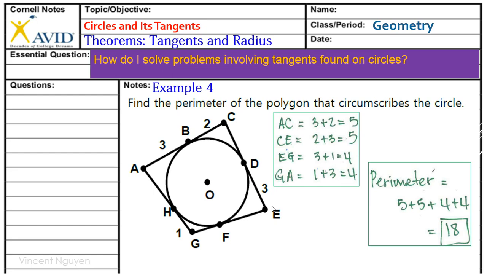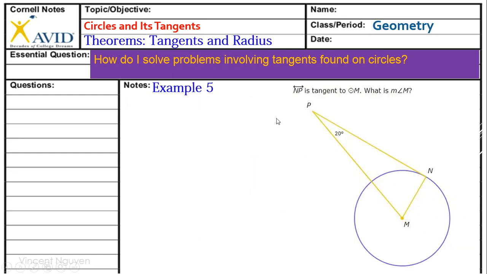Okay. Next one. Here's another example. Line NP, this line right here, is tangent to circle M. So this line is tangent to this circle M, and MN is the radius. What is the measure of angle M? Well, we know that this is 90 degrees, so this angle M must make up the other 90 degrees with angle P. So that's easy.